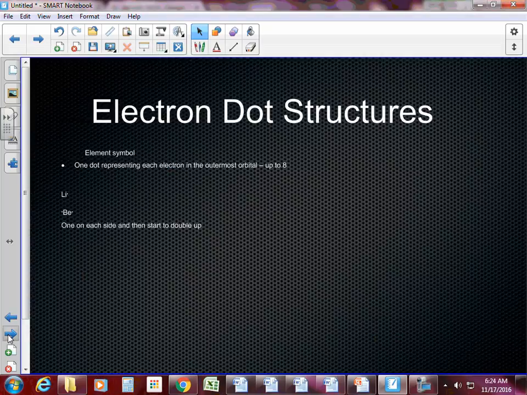Okay, so this is really tiny, I'm sorry. So what are we going to do with these? Electron dot structures are just a way to represent this.